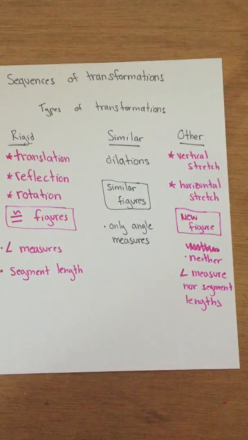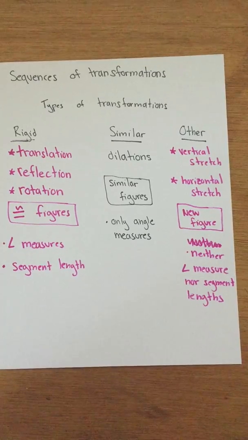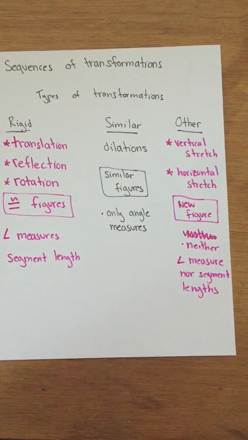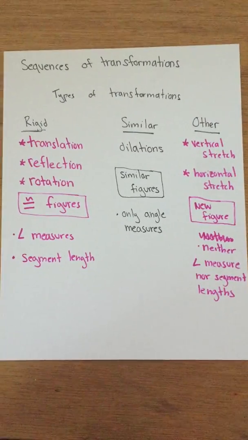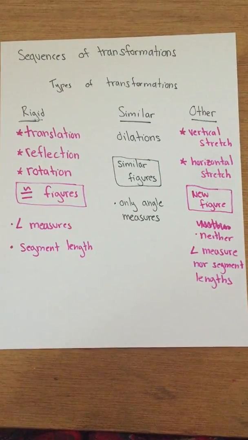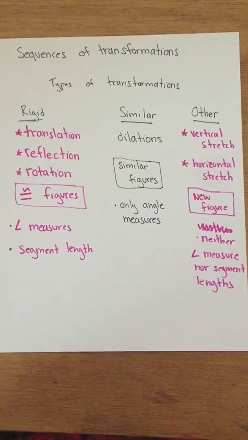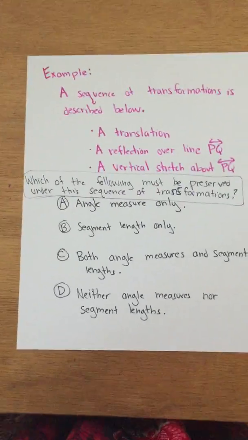If it's a vertical stretch or a horizontal stretch, everything gets wonky, right? Because if you're stretching vertically, you're stretching along the y-axis, everything's moving. So your angles are going to move out of place, your segments are going to move out of place, nothing is really preserved, okay? So let's go to a sample problem that you might see on Khan Academy.